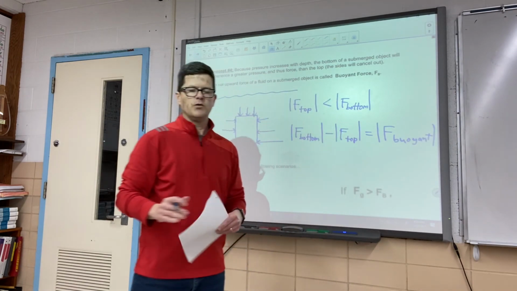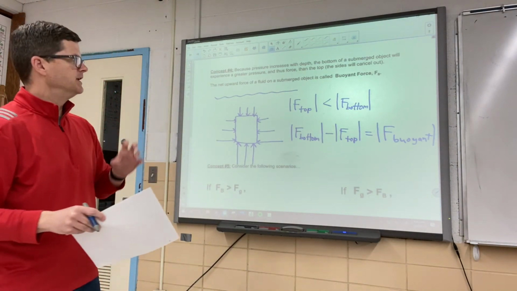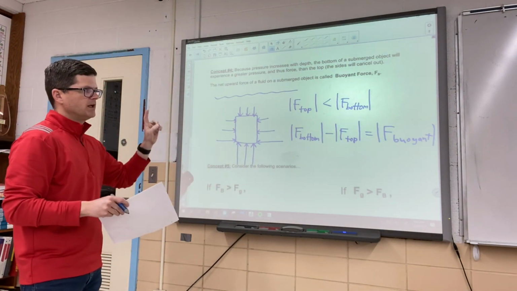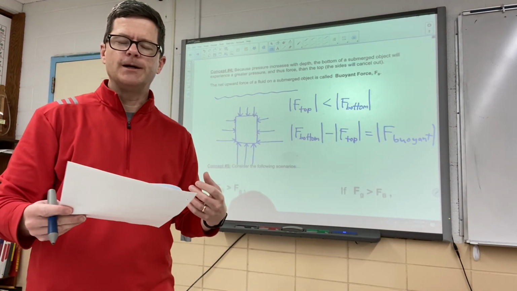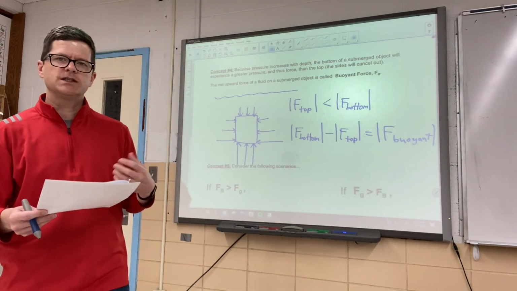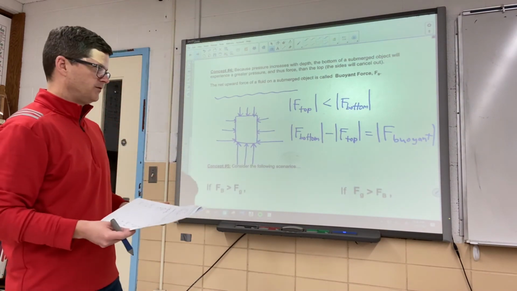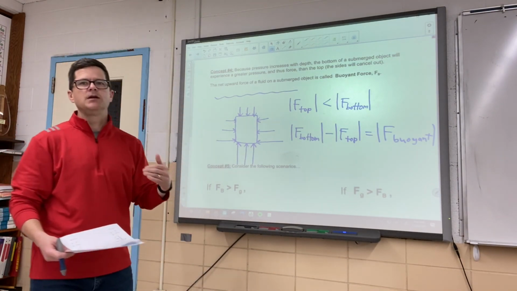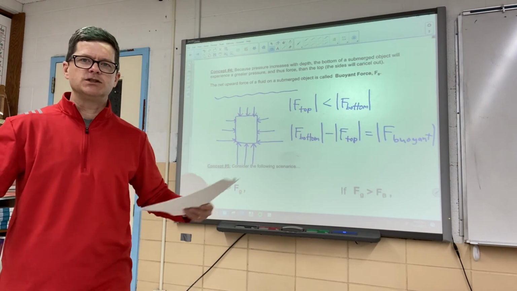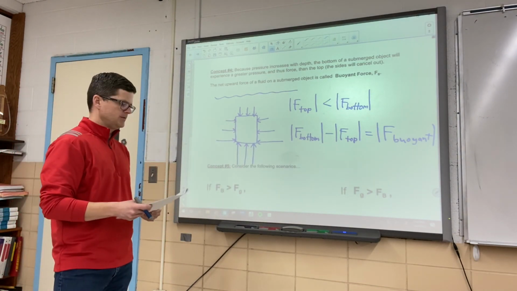So the buoyant force is directly related to pressure increasing with depth. We're going to have a net upward force from the fluid, and usually for convenience, we just consider that to be a single upward force that we call buoyant force. We know that it's related to pressure increasing with depth, but when we talk about buoyant force, it's just the overall effect of that pressure difference on the object.